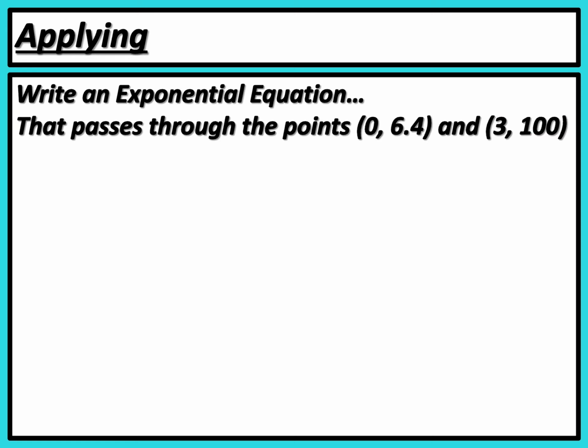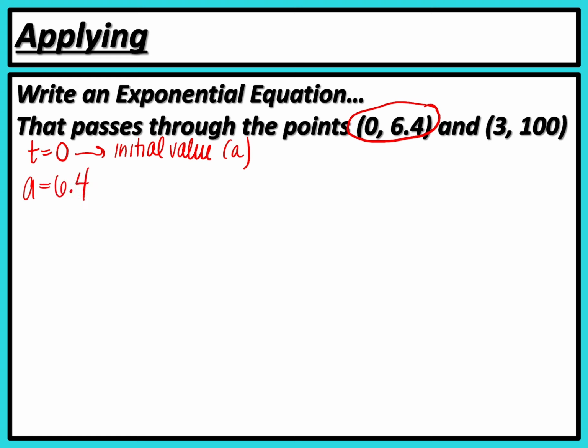So we want to write an exponential equation that passes through these two ordered pairs. You want to note there is something special about our first ordered pair here, because this is paired with 0. And t equals 0 is an important factor in exponentials. This is your initial value. It's your a value.